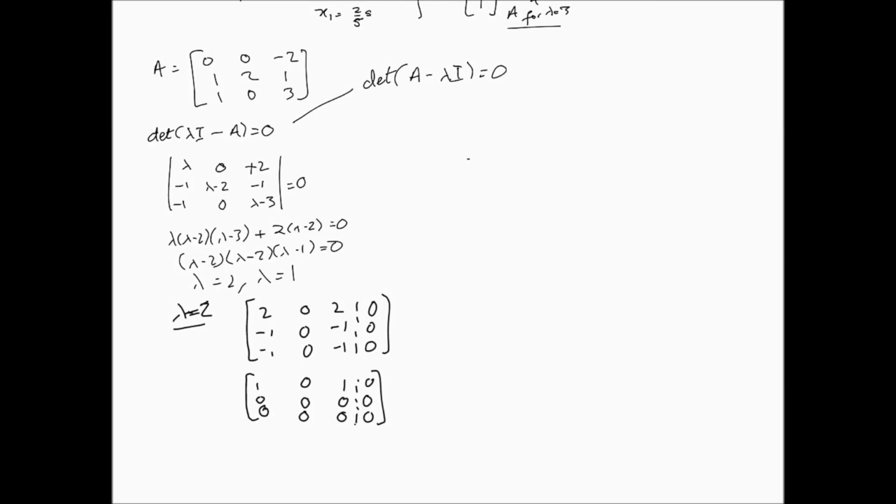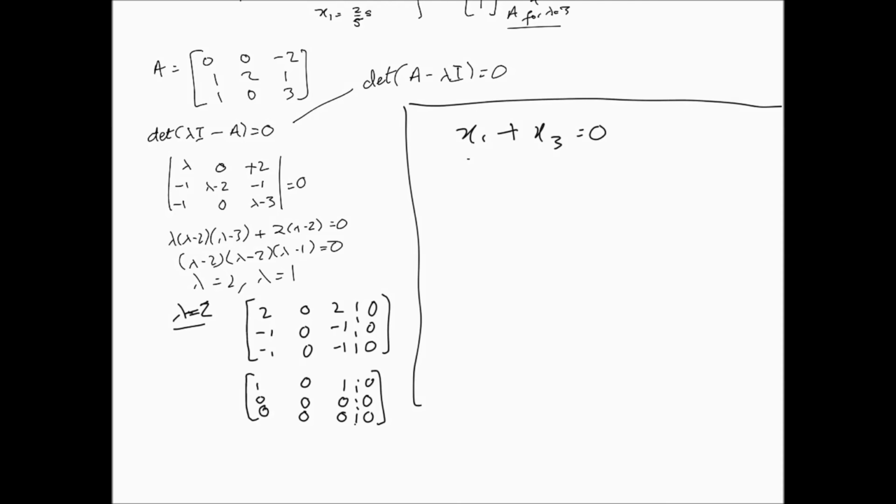We back substitute the equations, and this becomes x1 plus x3 equals 0. Now let x3 equal, say, s, which means that x1 is minus s, and of course x2 is a completely free variable. It can only be a free variable in this case. So x2 is equal to t.